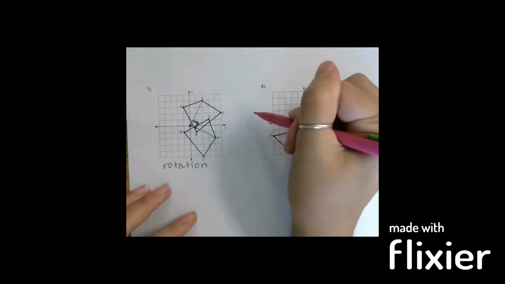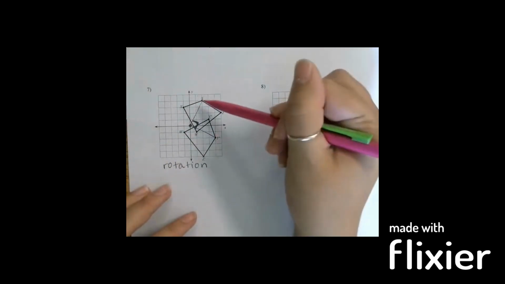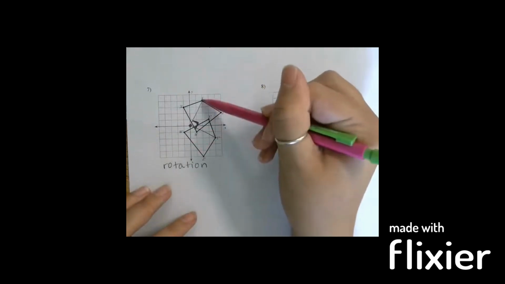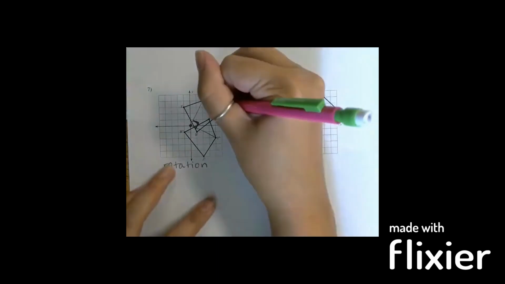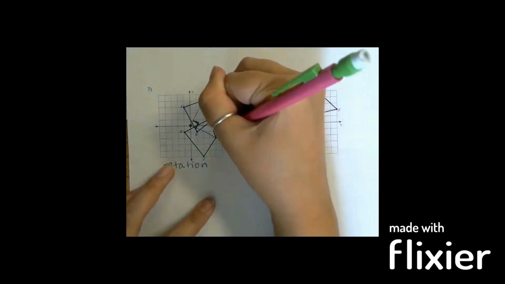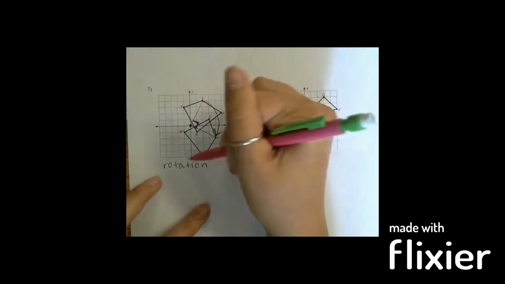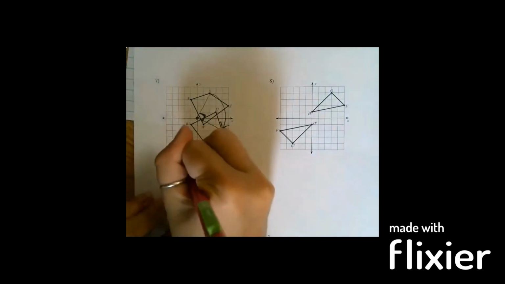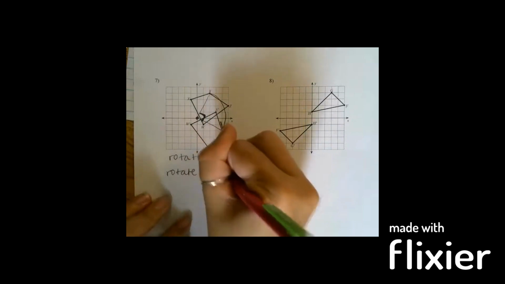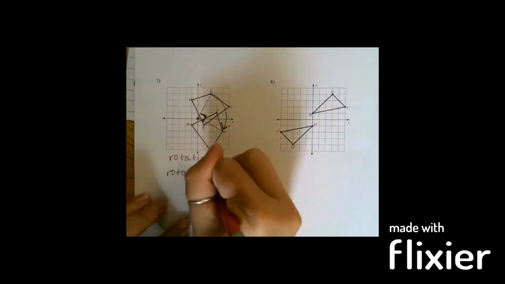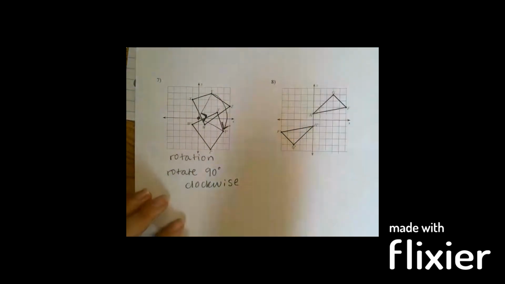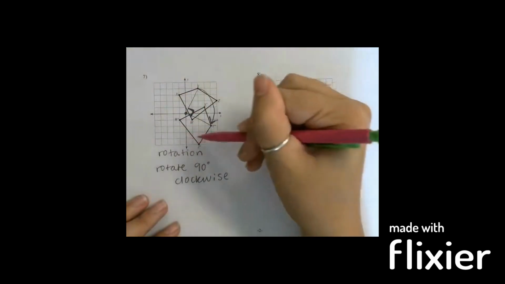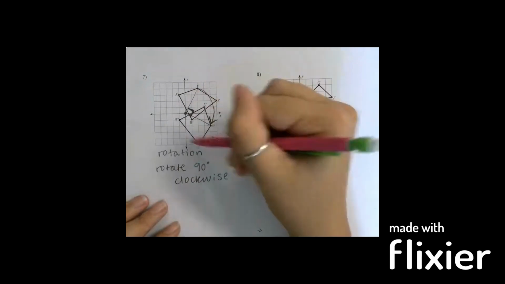Remember, clockwise goes around this way. Counterclockwise goes backwards. So start with your pre-image and go the shortest distance. I'm not going to go way around this way to y prime. I'm going to go from here all the way down. And that's the same way as a clock. So I'm going to rotate 90 degrees clockwise. Okay, so I went that direction. I'm not going to go all around this way because then it's not 90 degrees.